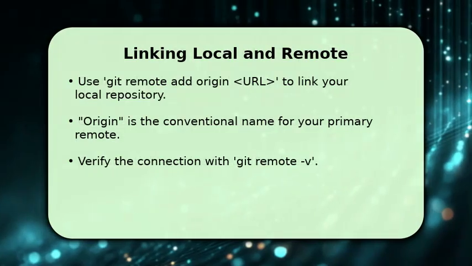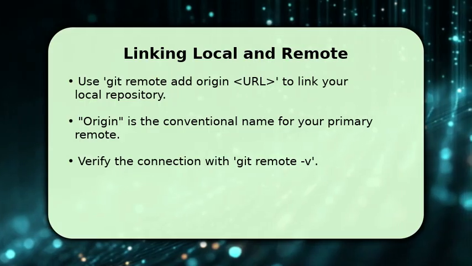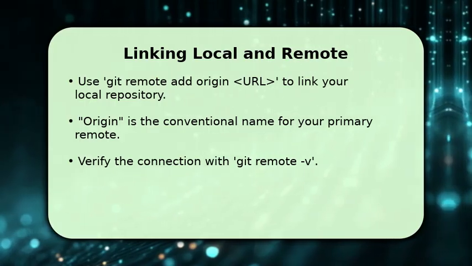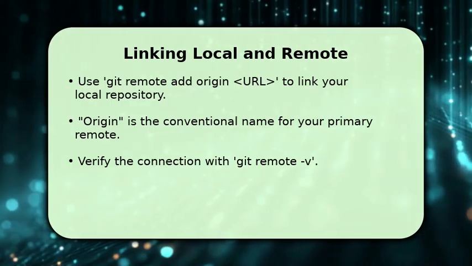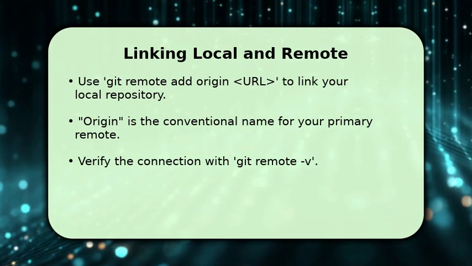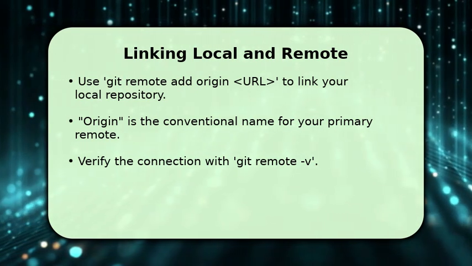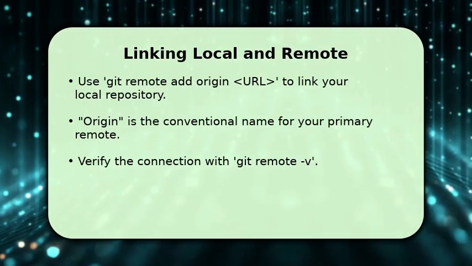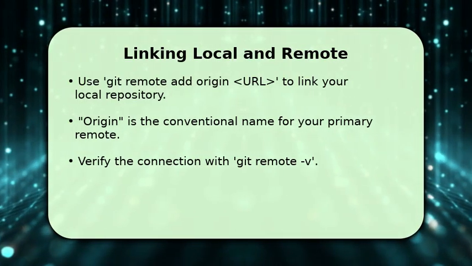With your remote repository ready, it's time to connect your local project to it. In your terminal, use the command git remote add origin, followed by the URL you just copied. Origin is the standard alias for your main remote repository. To confirm the connection, type git remote -v. This will display the remote's name and its associated URL, ensuring everything is correctly linked.